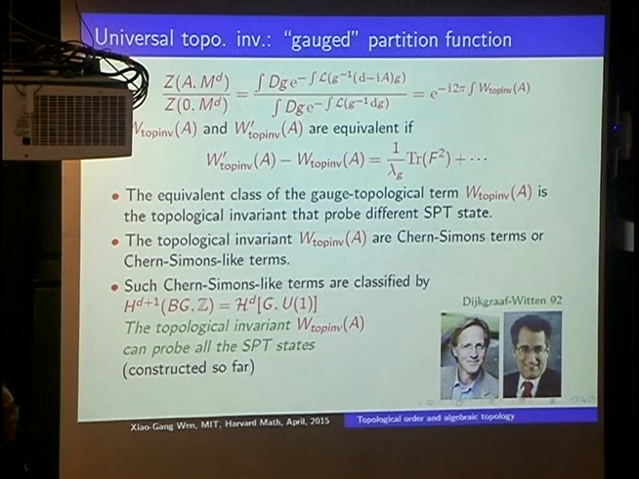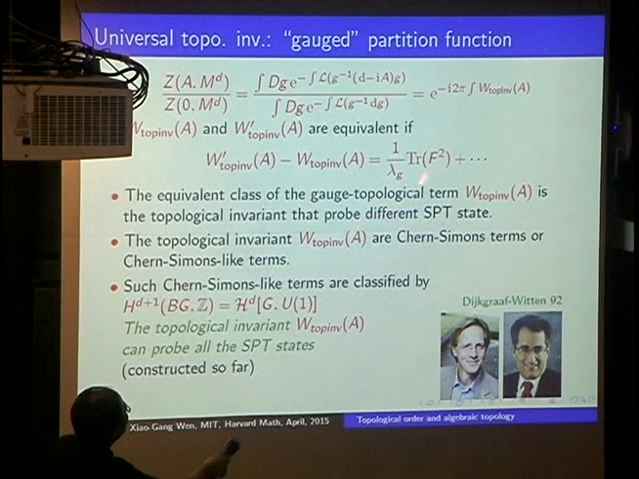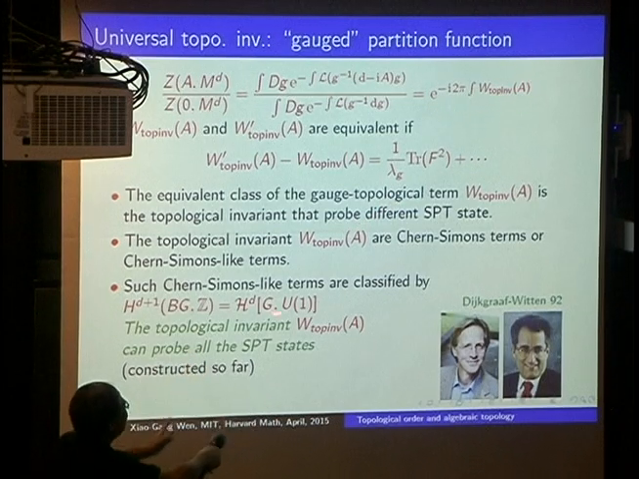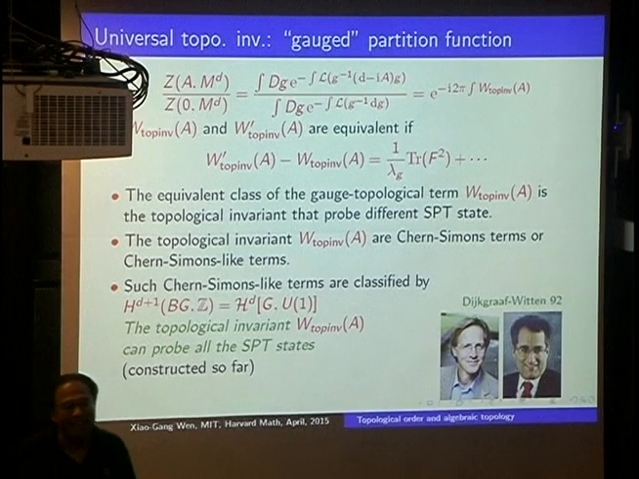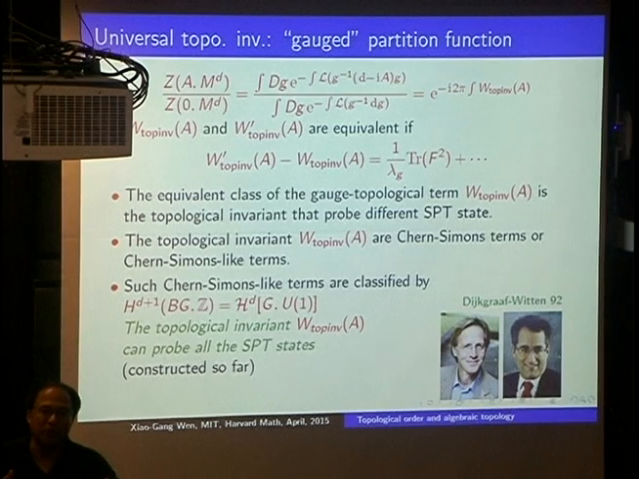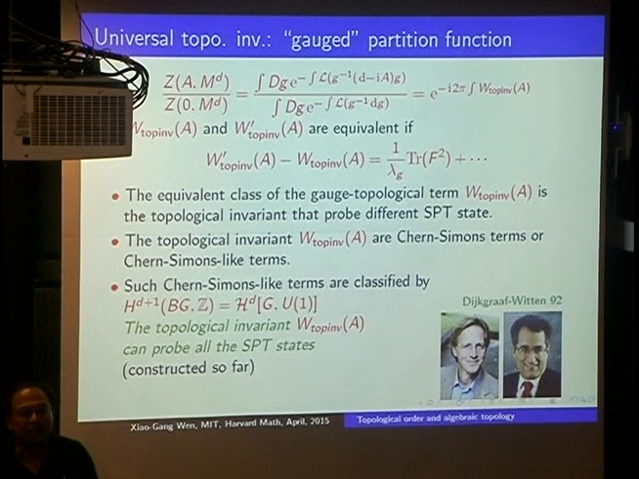And the fact that Dijkgraaf and Witten found that the different gauge theories like this are classified by group cohomology. And our construction of the nonlinear sigma model is also in terms of group cohomology. So there's a fit here. So it looks like every possible group cocycle would give us a different topological invariance. So maybe they are different, and this is the reason why we try to say they are different.